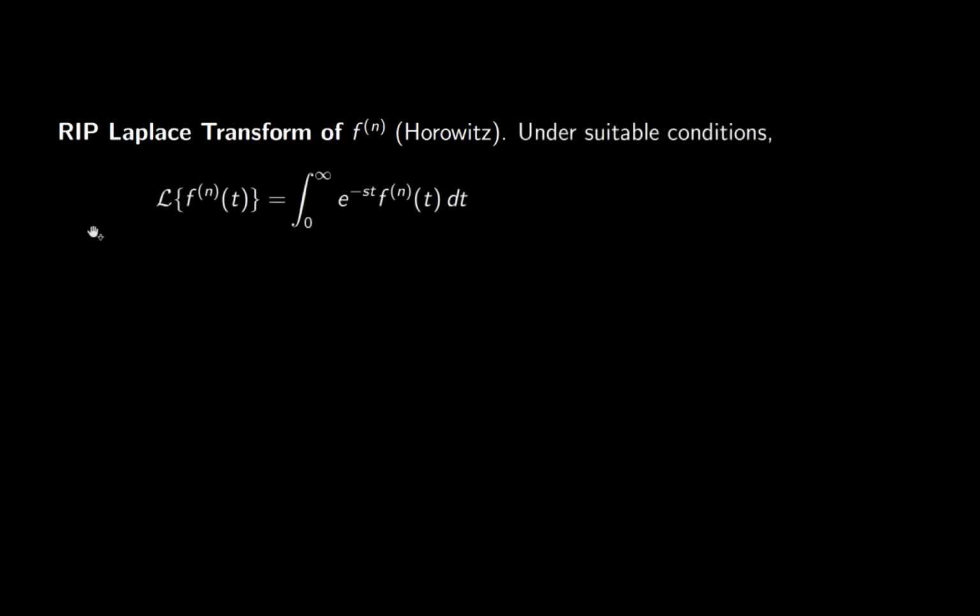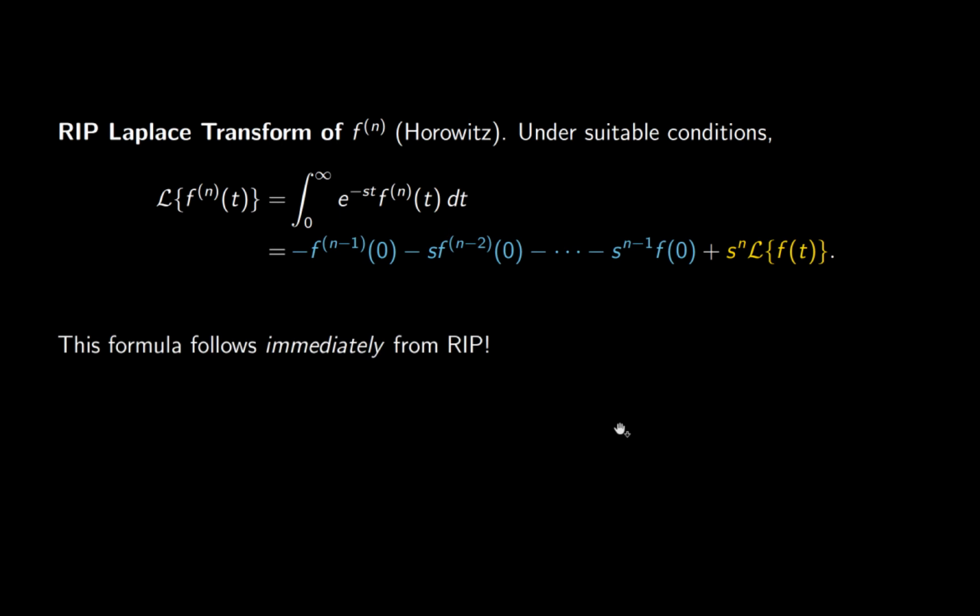Under suitable conditions, the Laplace transform of the nth derivative of a given function f is given by this integral transform, where we introduce a new parameter s in e to the minus st times that nth derivative of f and take the improper integral from 0 to infinity with respect to t. What it gives us is a polynomial in the new variable s where the coefficients are given by the derivatives of f evaluated at 0, paired with a remainder that's the Laplace transform of the original function f times s to the n. This formula follows immediately from RIP.